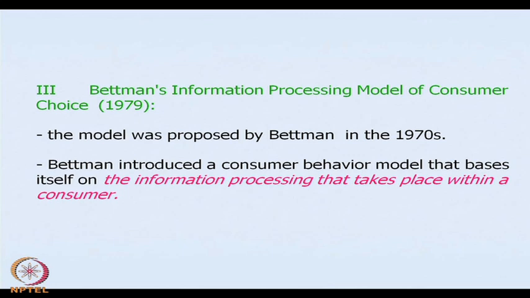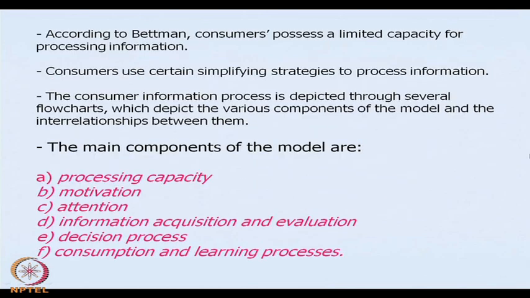So what Bettman was assuming was that consumers possess a limited capacity to process information, and when they are exposed to so much information, they use certain simplifying strategies to process information. The consumer information process can be depicted through several flow charts, which show or illustrate the various components of the model and the interrelationship between them.